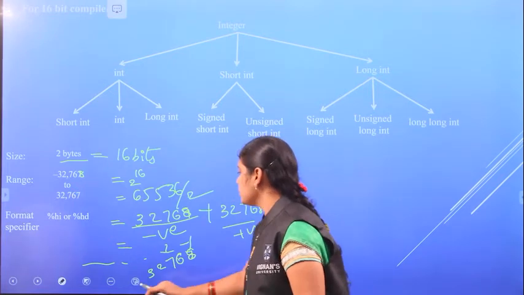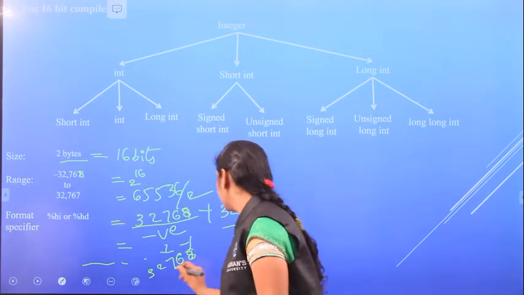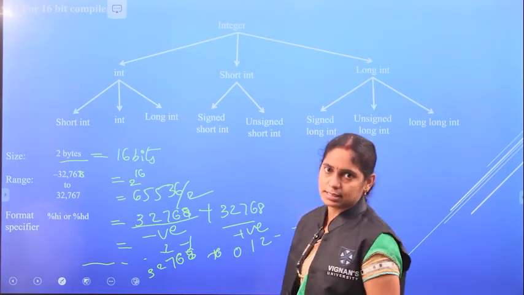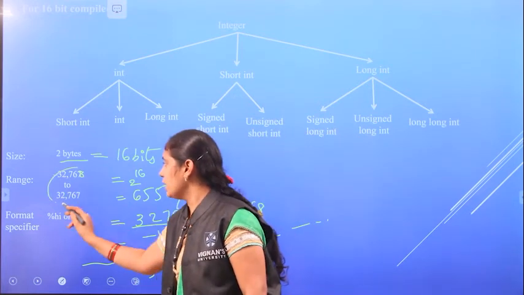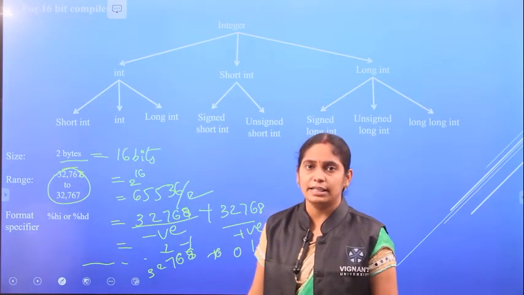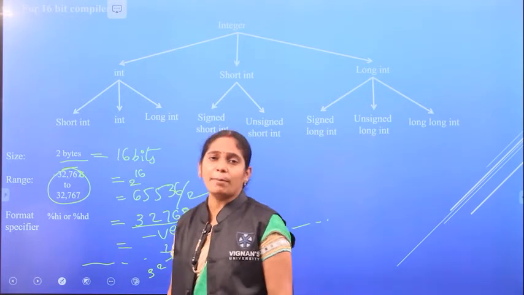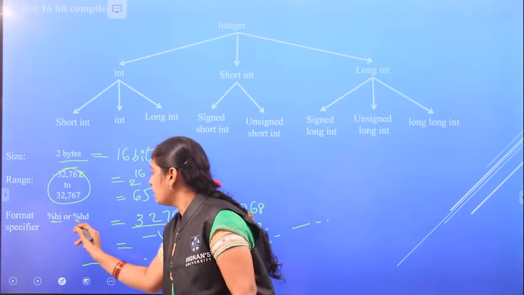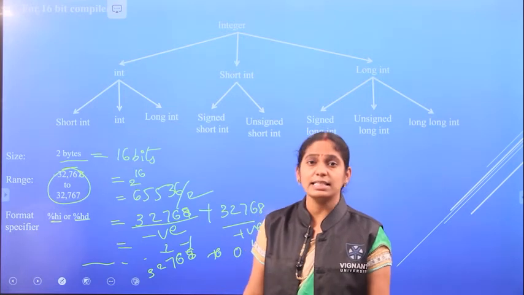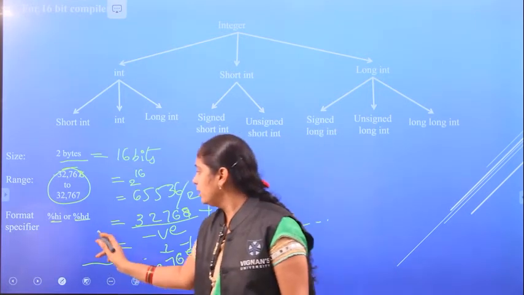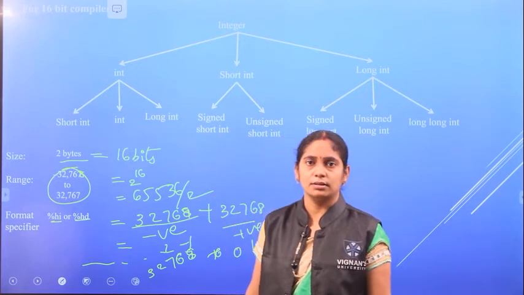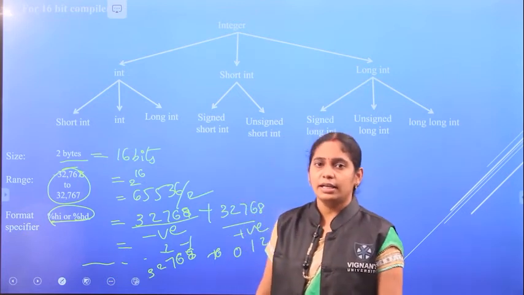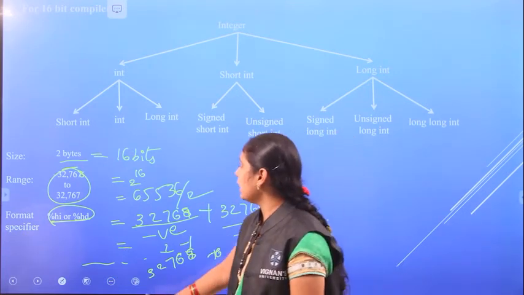And the positive numbers: from 0, 1, 2, 3 and so on up to the last digit. So the range itself is nothing but what we represent as the range of an integer, a short int. Then the format specifier here is %hi or %hd. I is nothing but integer and D represents decimal. So these are the format specifiers to be used when we are using an integer value in the program.